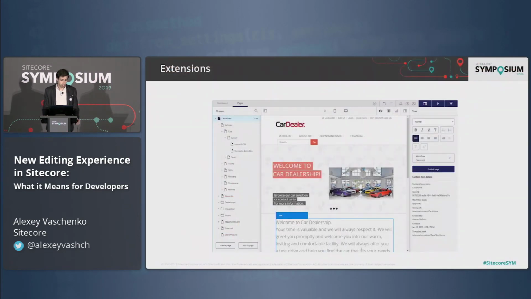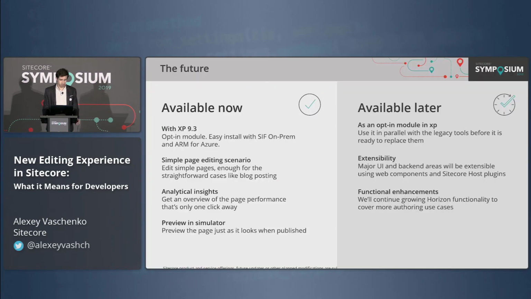So, to summarize, what will be available now? With 9.3, we are going to release Horizon as an opt-in module, easily installed with Sitecore Installation Framework, on Azure or on-prem, with simple page editing scenarios, analytical insights, and a preview simulator.